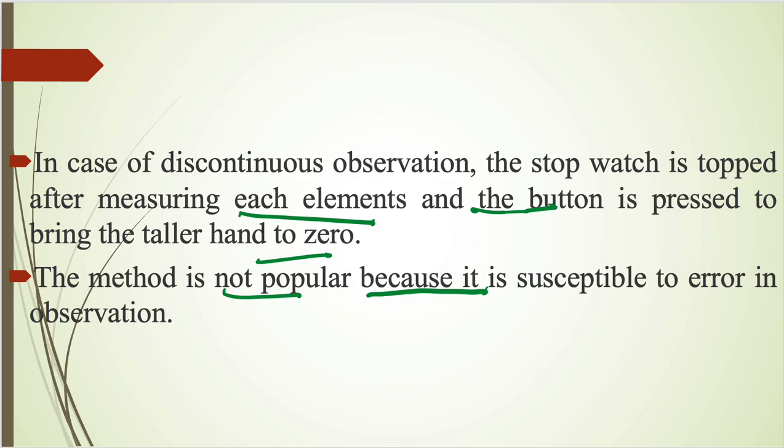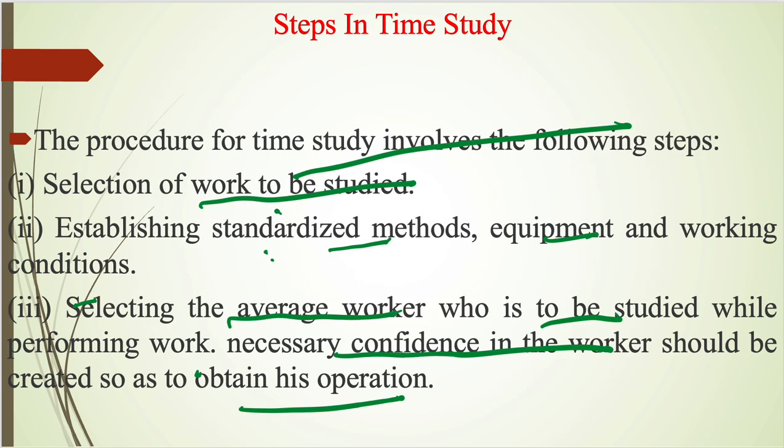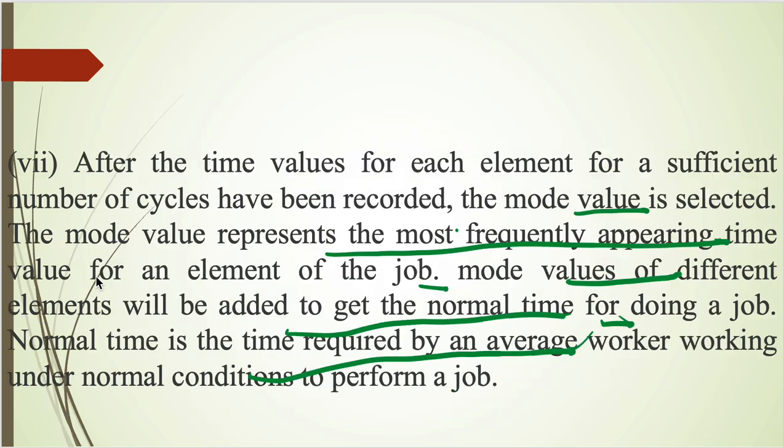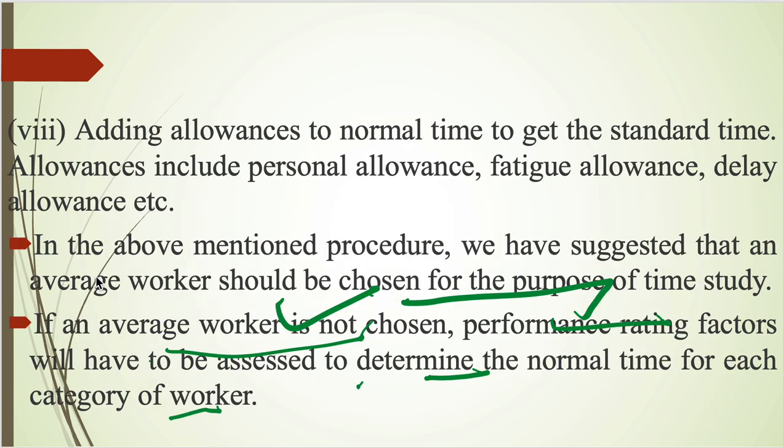So, this is all about the steps in the time study. I will summarize all the points again so that you can easily understand the topic. First is the selection of work to be studied. Second is establishing a standardized method for measuring. Third is selection of the worker to be studied. Next is division of work into elements. Next is studying the operator doing the job. Next is recording time with the help of a stopwatch. After that, the mode value is determined for the time study. At last we have to add allowances to the time. So these are the basic steps of time study.